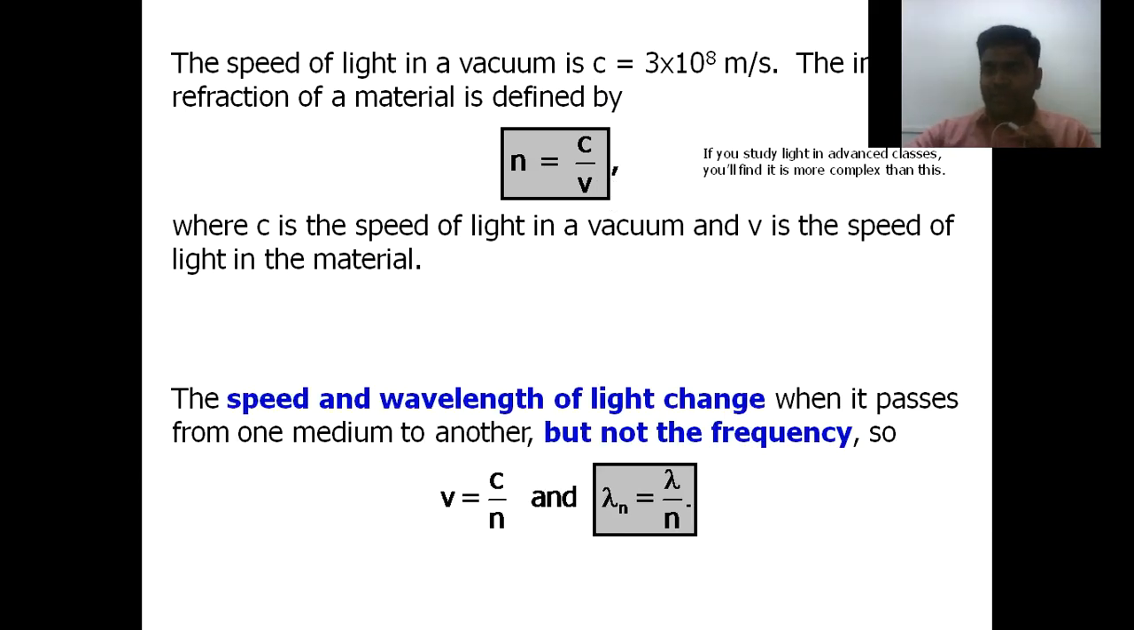The speed of light will vary based on what medium we are using. At the same time, the wavelength of light changes when it passes through one medium, but the frequency of the light won't change. We can calculate that from v = c / n. Here we know the speed of light and the n value, and from that we can calculate the wavelength: λn = λ / n.